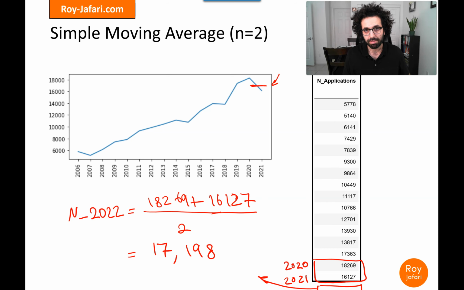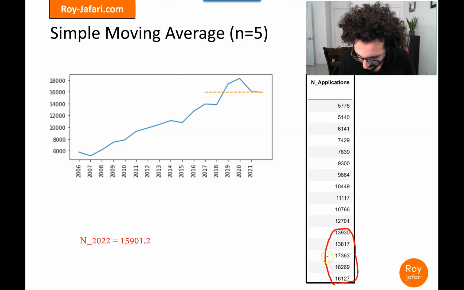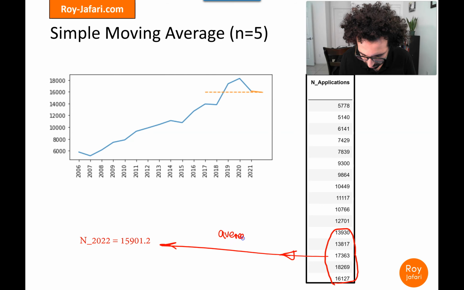Let's look at how it would look if we use n equal to 5. So the answer is given here, but how it's going to be calculated is just taking these last five values, these 5s, and then calculating the average will give you this. And this has been shown here, right?